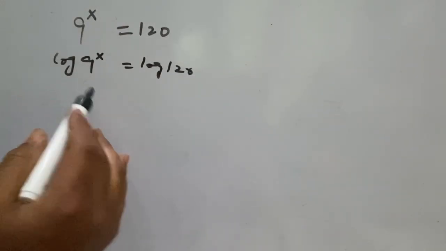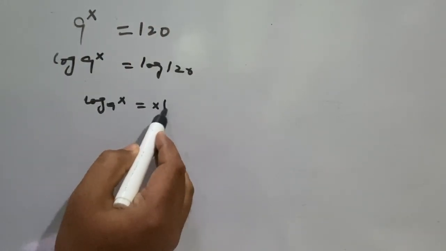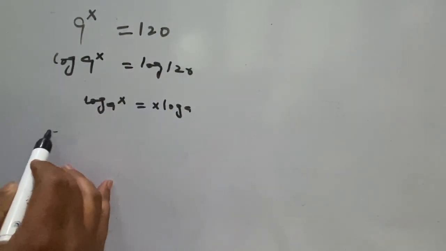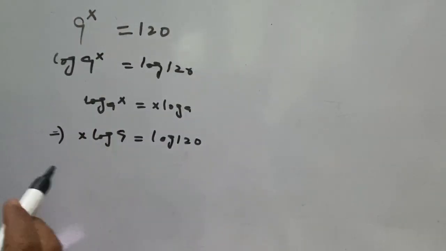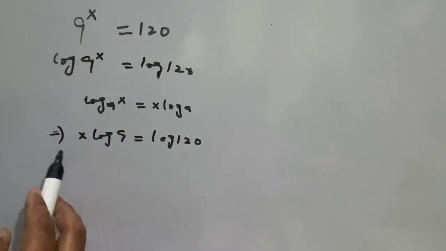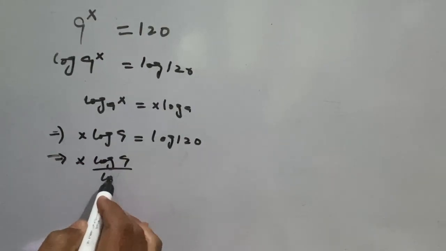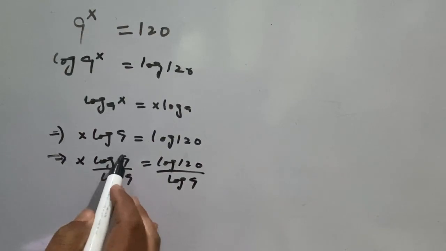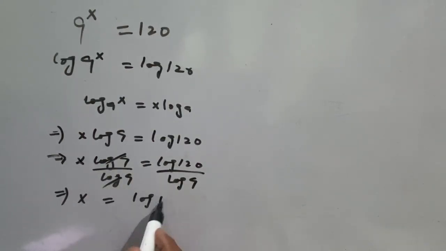On using the logarithm property, log of a^x is equal to x times log of a, we get x times log of 9 equal to log of 120. Now on dividing both sides by log of 9, we get x times log of 9 over log of 9 equal to log of 120 over log of 9. We get x equal to log of 120 over log of 9.